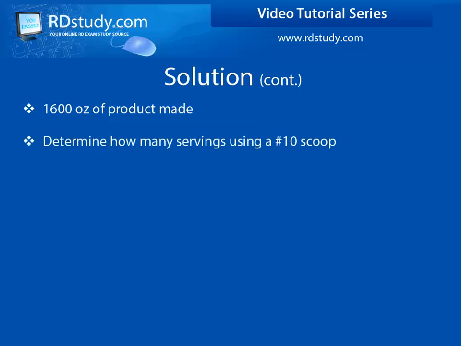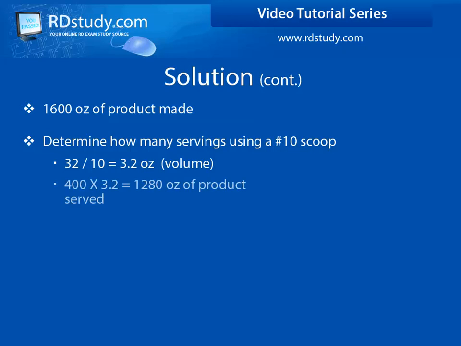Now we need to determine how many servings we can get if we used a number 10 scoop. So once again, 32 divided by 10 equals 3.2 ounces. So 400 servings, which is the expected amount per the standardized recipe, times 3.2 ounces per scoop volume of a number 10 equals 1,280 ounces of product that was actually served.